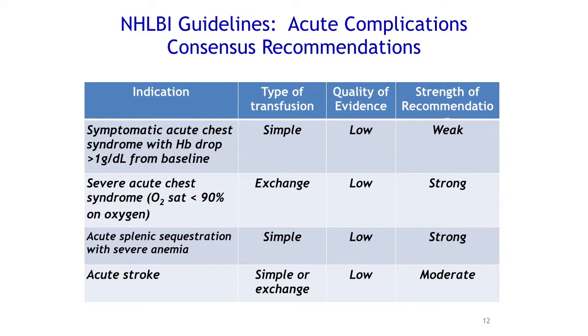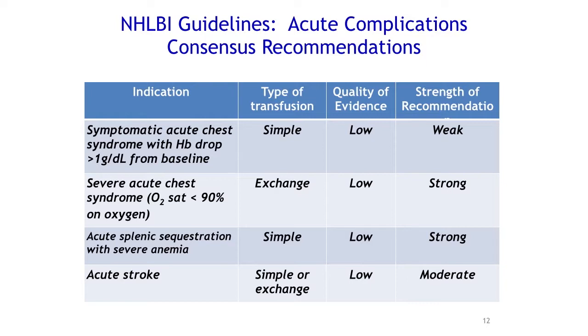So the other one with moderate recommendation would be acute stroke. And in our environment, yes, that's another indication for transfusion in sickle cell anemia to prevent recurrence, and sometimes it also improves the outcome of that stroke episode.